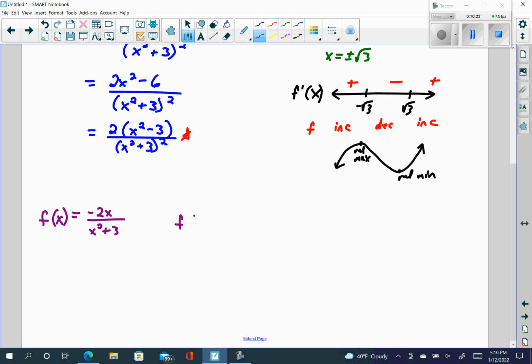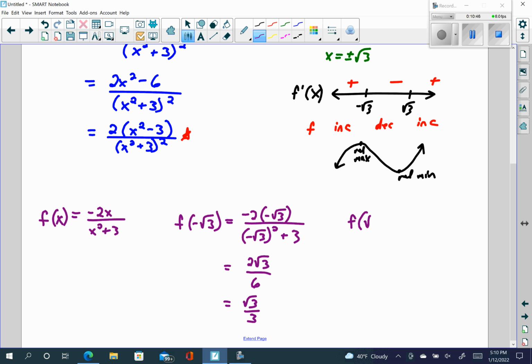So we're going to say f of negative radical 3 becomes negative 2 times negative radical 3 over negative radical 3 squared plus 3. This gives us a positive 2 radical 3. This will give us a positive 3 plus 3, so then that's over 6. And then we could simplify the 2 with the 6, so we get radical 3 over 3. And we should just get the opposite here for f of radical 3. This will give us negative 2 times radical 3. And in our denominator, radical 3 squared plus 3. So we'll get a negative 2 radical 3 over 3 plus 3. So we'll get a negative radical 3 over 3.